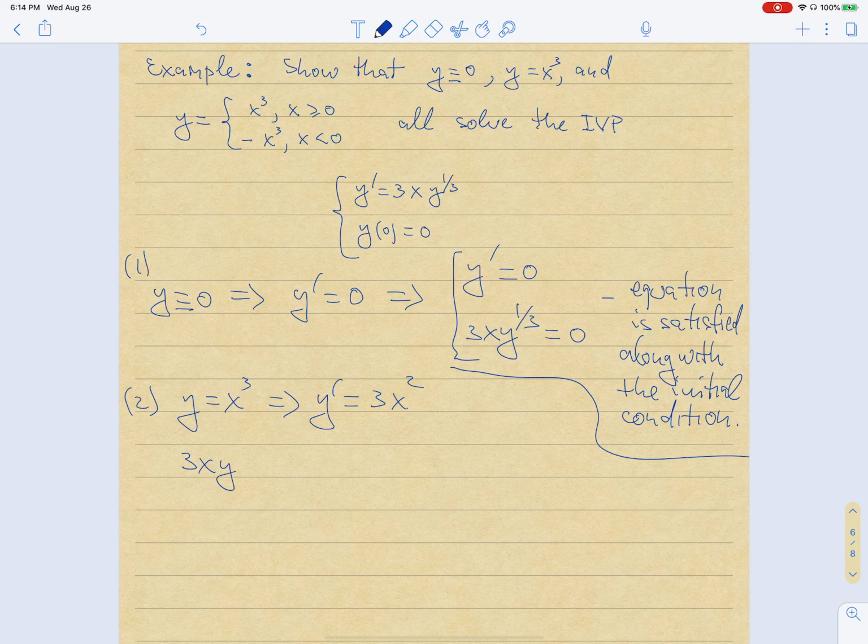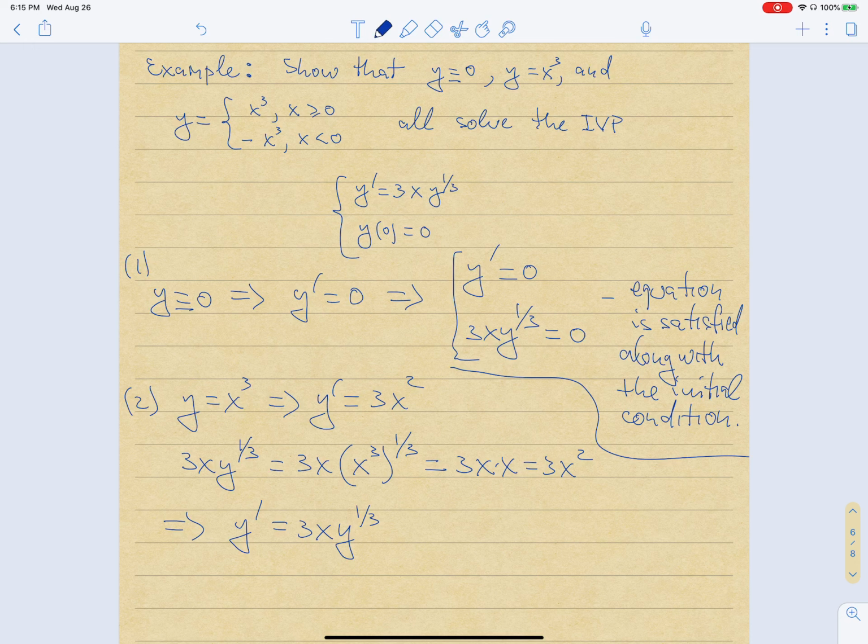3x y to the 1/3. If y is equal to x cubed, this is 3x times x cubed to the 1/3. X cubed to the 1/3 is x again, so this should be 3x times x, which is 3x squared. And so therefore, in this case, y prime is the same thing as 3x times y to the 1/3, because both are equal to 3x squared. So that means that the equation is satisfied.